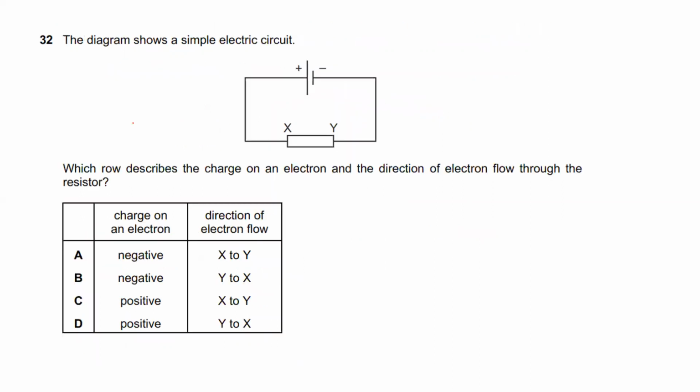Next question. Question number 32, it says the diagram shows a simple electric circuit. Which row describes the charge on an electron? So the charge on an electron is negative. An electron is a negatively charged particle, and electrons always flow from the negative terminal to the positive terminal.